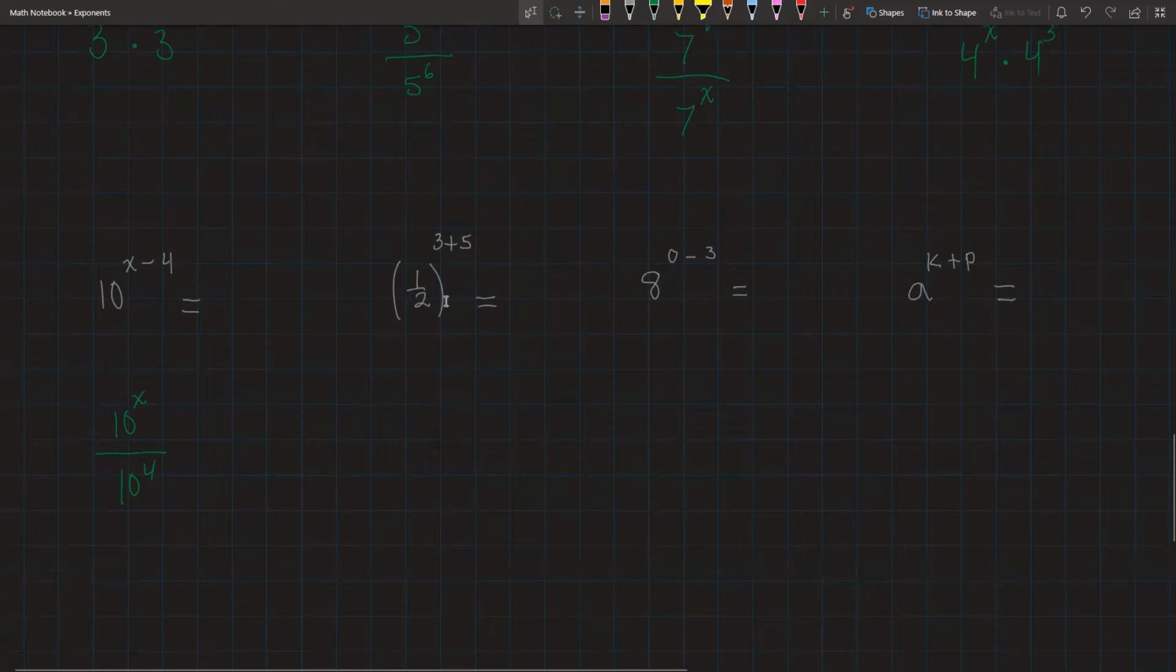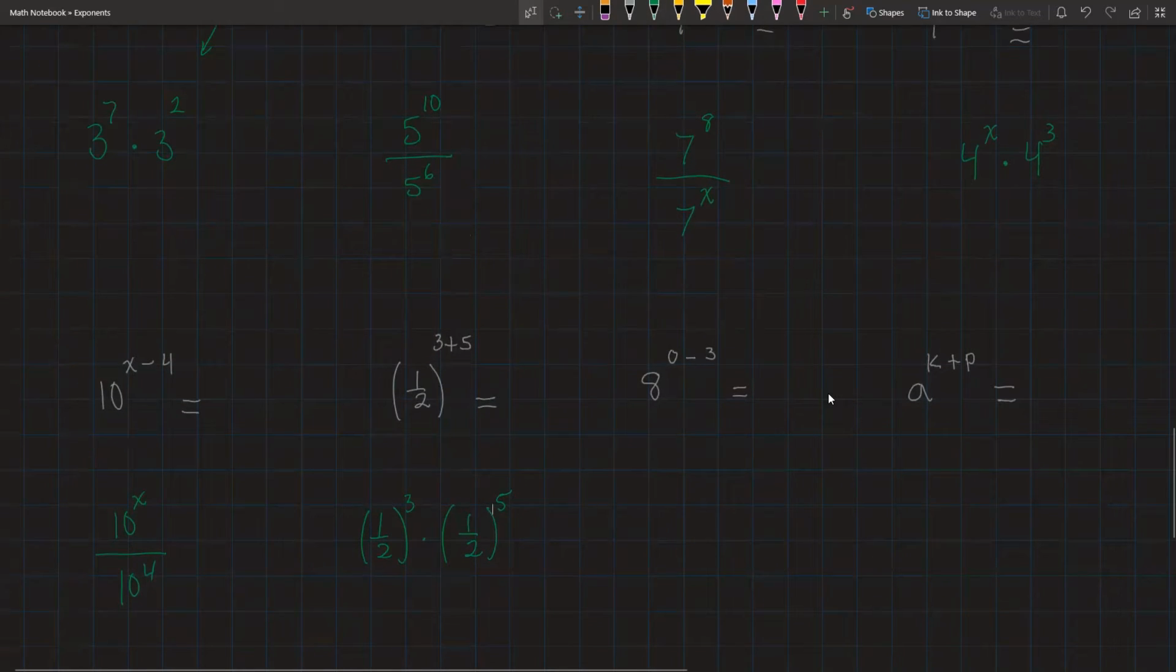All right, be careful here. The base is 1/2. We're adding the exponents. When does that occur? When we have 1/2 to the 3rd times 1/2 to the 5th. If we see that, we can think this immediately. These two are kind of cool examples, but there will be future videos about these anyway.